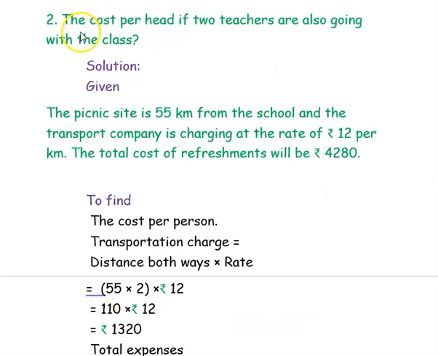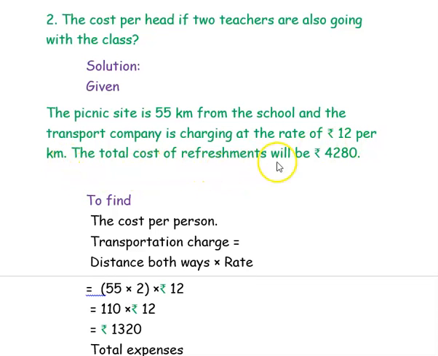The next part of the same question is the cost per head if 2 teachers are also going with the class. You want to find the cost per head, that is, the cost for each student. So, if 2 teachers are also going with the class, what is given? The picnic site is 55 km from the school and the transport company is charging at the rate of rupees 12 per kilometer.